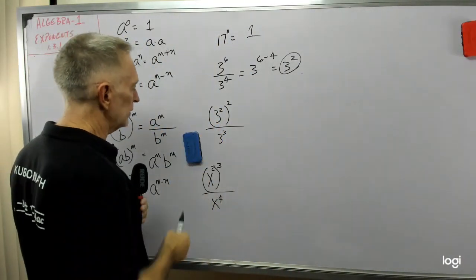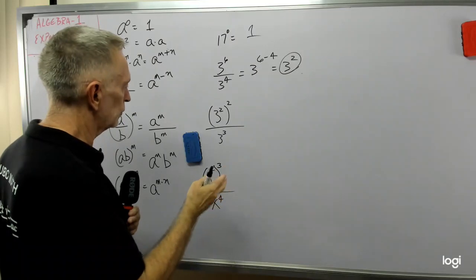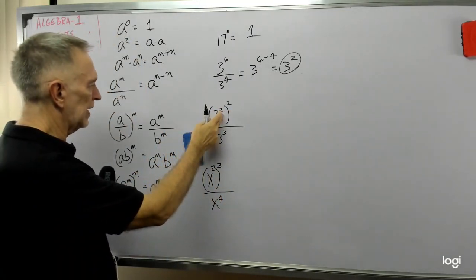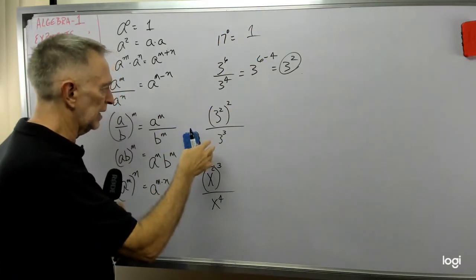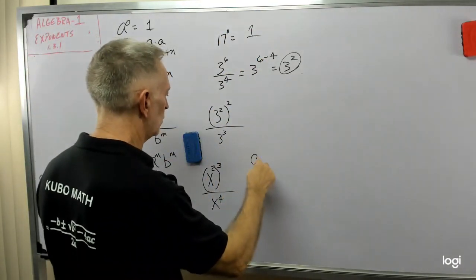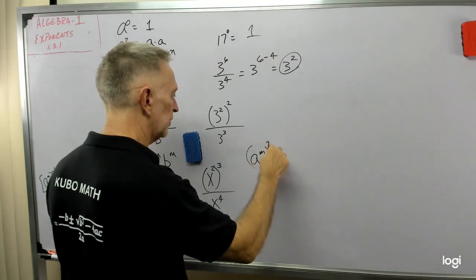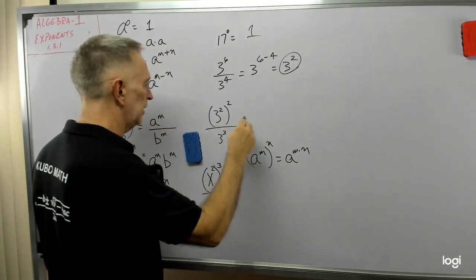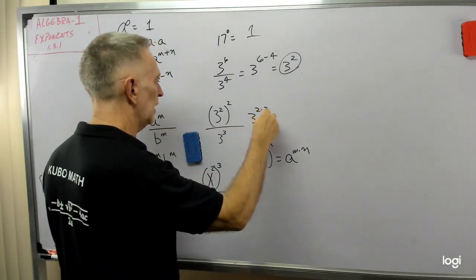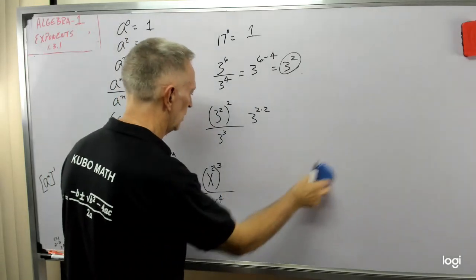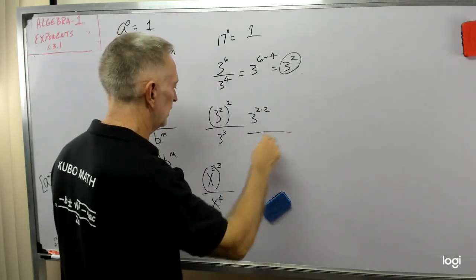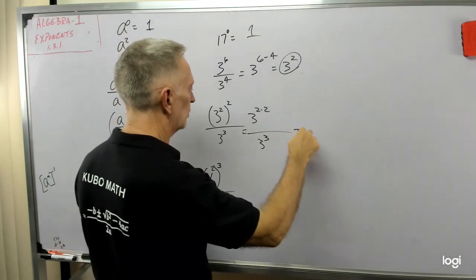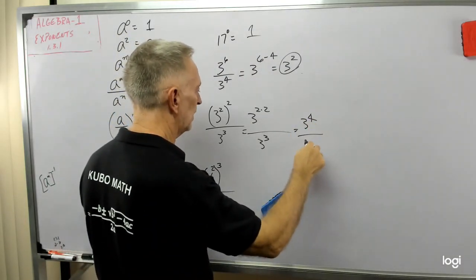Oh, what about this guy? Now we have multiple rules. In the numerator, in the top, we have 3 to the 2nd power raised to the 2nd power. So remember the rule, a to the m raised to the n is a to the m times n. So here I have 3 to the 2 times 2, which is 3 to the 4th, and then divided by 3 to the 3rd power. So 3 to the 4th divided by 3 to the 3rd.